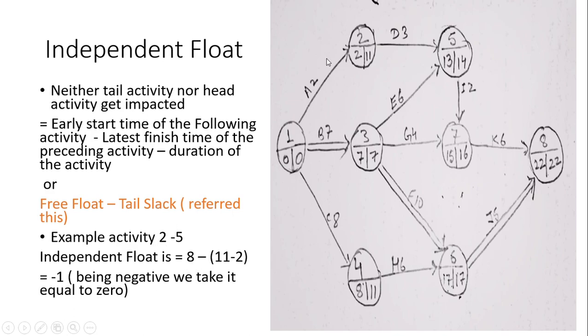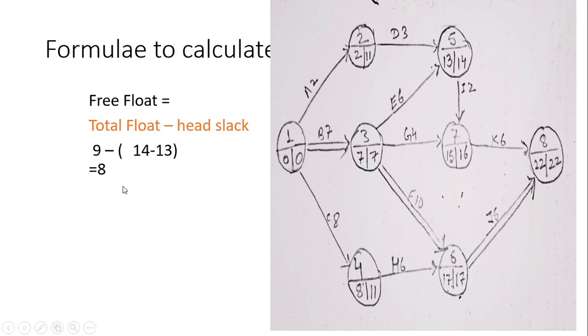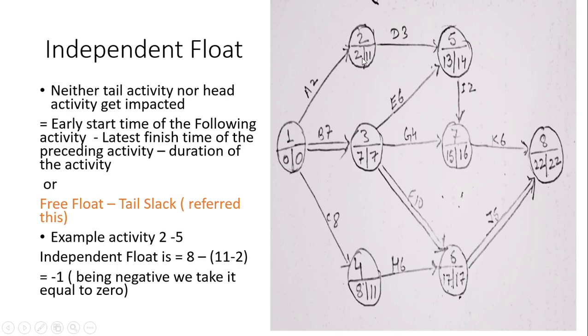Again, same example, 2 to 5. 8 is the free float, and 11 less 2 is the difference. So it comes to be minus 1. Remember, we don't consider a negative digit. We always consider it equal to 0. This means there is no independent float available in this type of scenario. Generally, this is what it means.